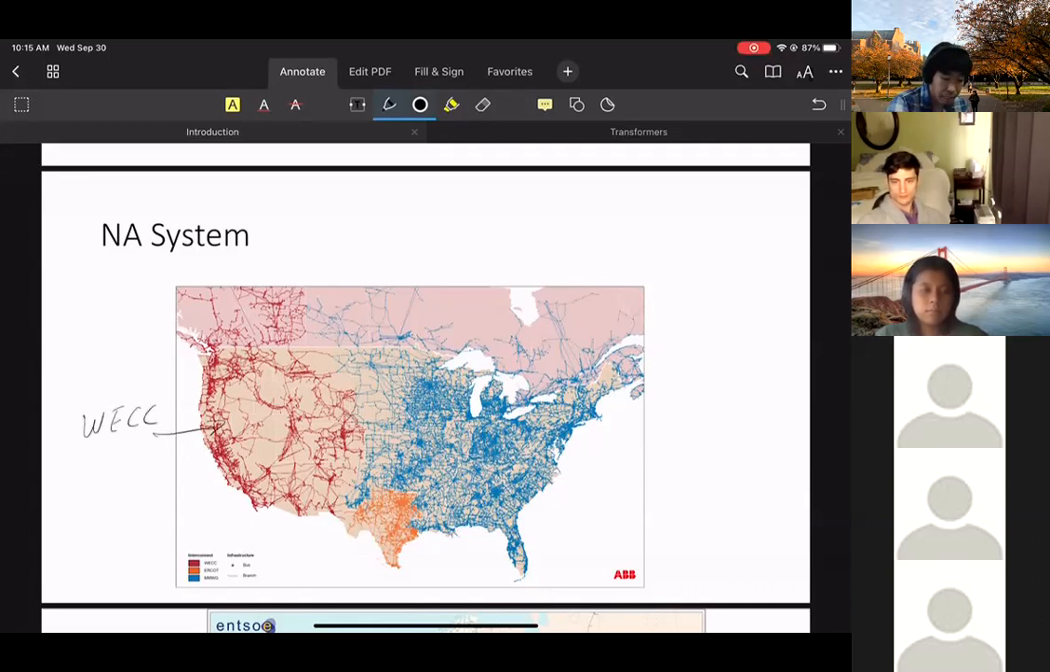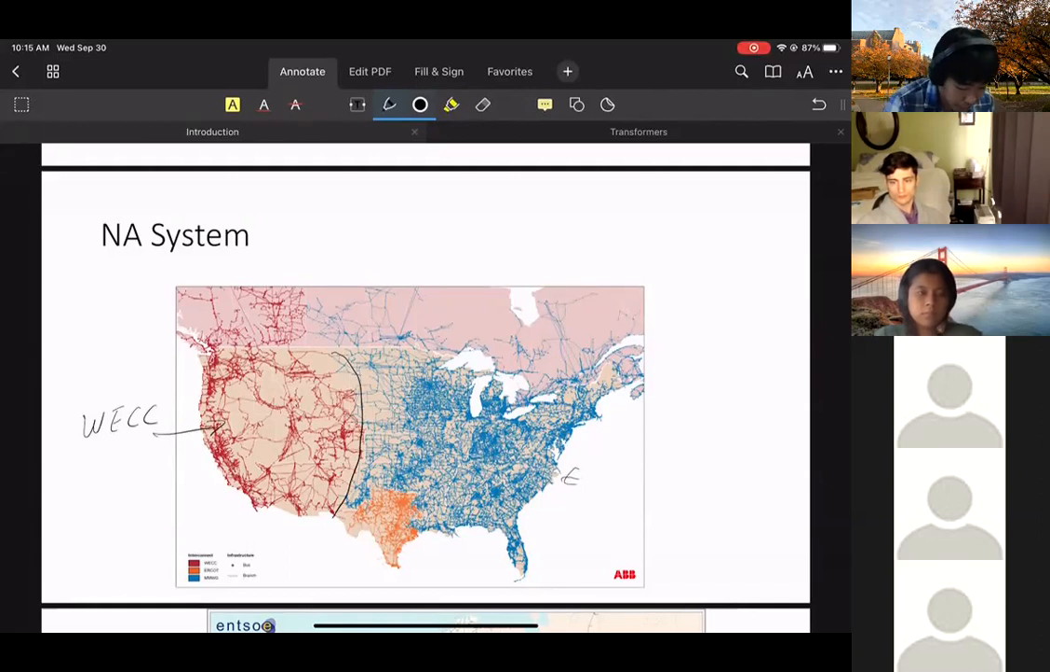We have the Eastern Interconnect. And this is actually pretty divided in the middle. So this is mostly a clean divide in the middle. There are very few lines connecting the interconnects, and so they're essentially two separate systems.